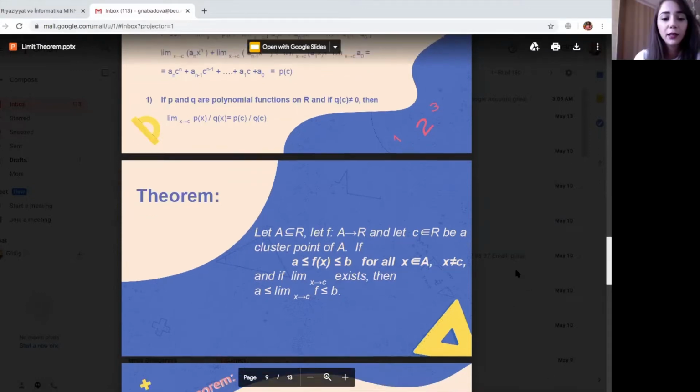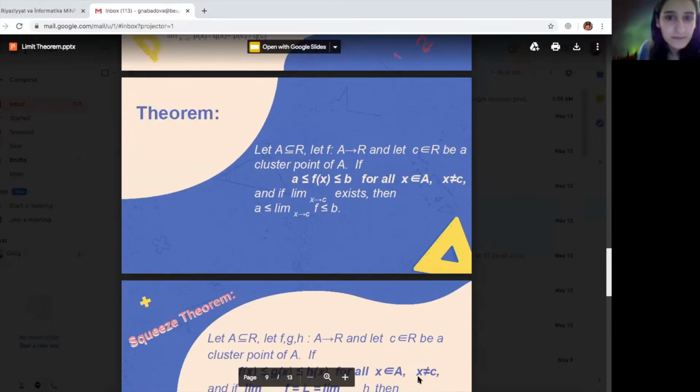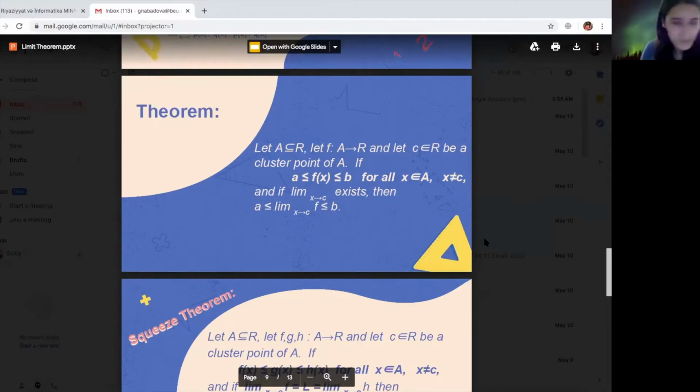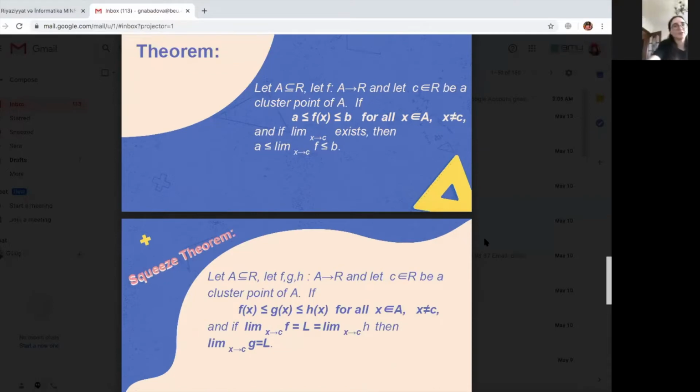Okay, great. And the theorems, but you don't need to prove the theorems, okay? We will just read briefly about them. The first one: let A be a subset of R, and let c in R be a cluster point of A. If f(x) is between a and b for all x in A with x different from c, then the limit as x approaches c is between a and b.